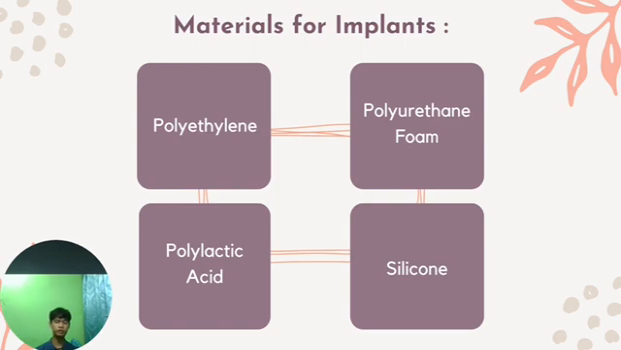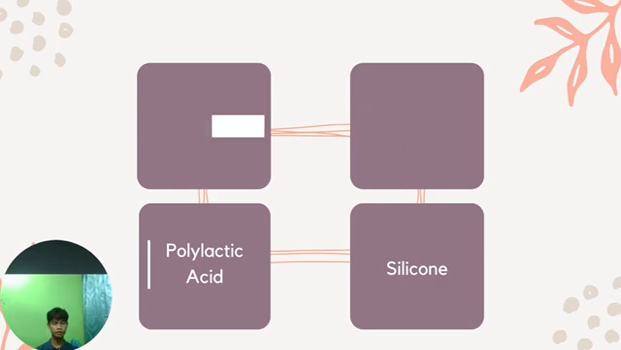The third material is polylactic acid, which is used in making screws for implants. The reason for using polylactic acid screws is that they are biocompatible and biodegradable compared to metal screws. The next material is silicone. Silicone gel most likely causes no allergies or reactions. This material is well known for being used in breast implants.